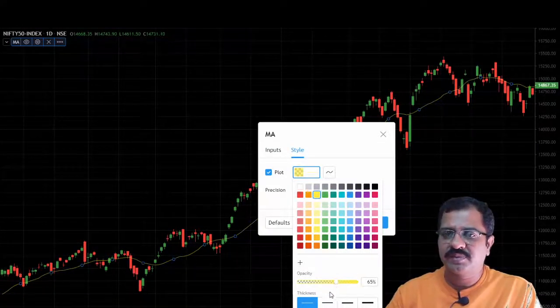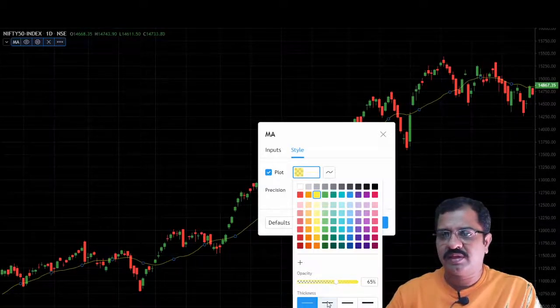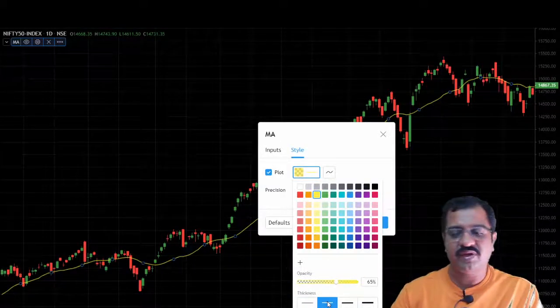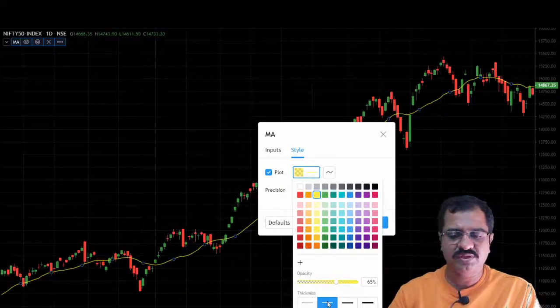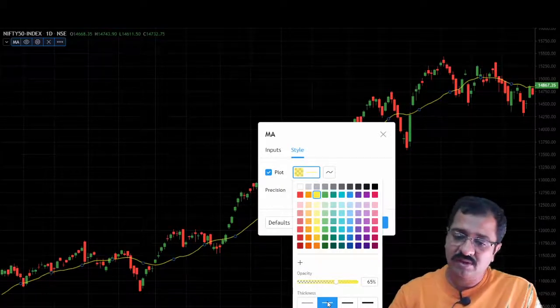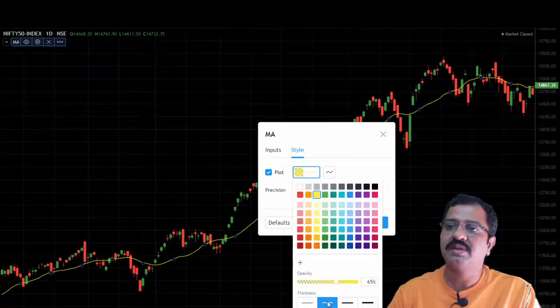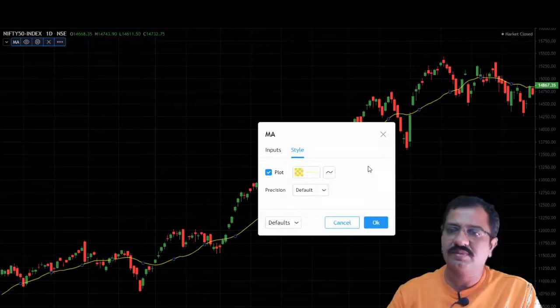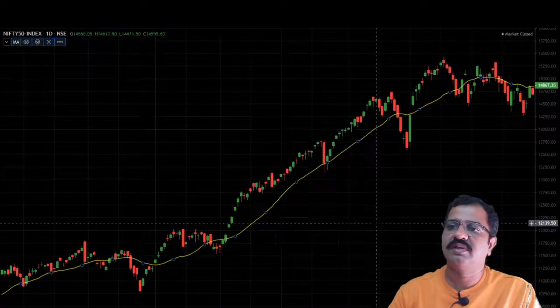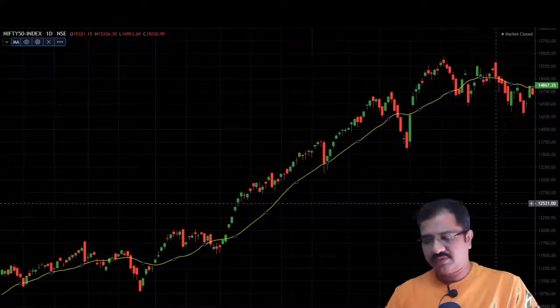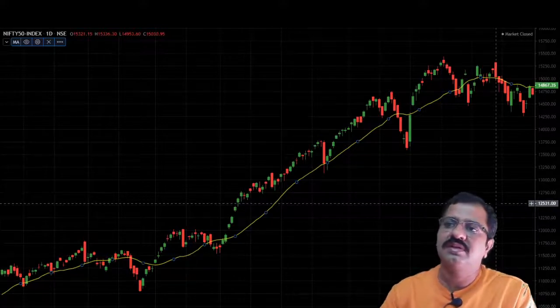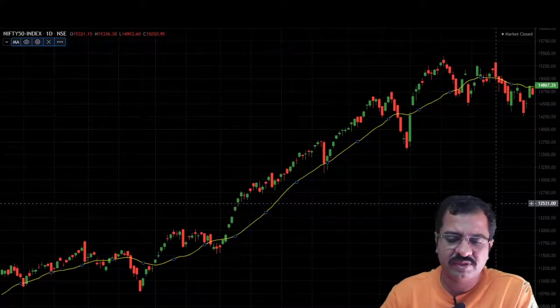In spite of that, you should use different charts. Means don't just stick to Nifty charts. Try these on different charts and see how it works. Okay. So this is our 20 moving average, and see what is happening here.